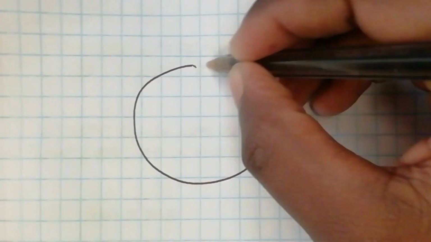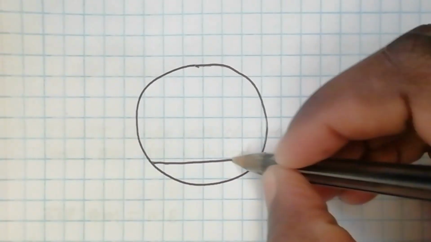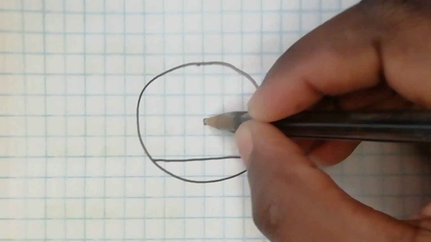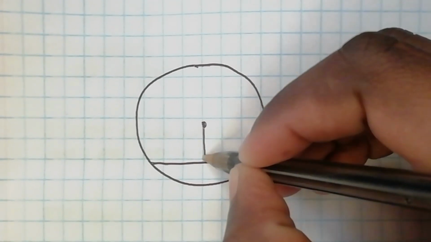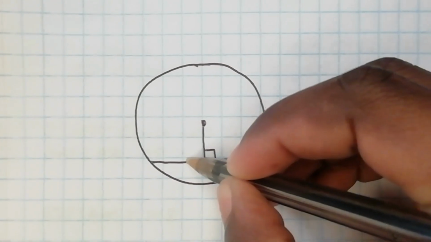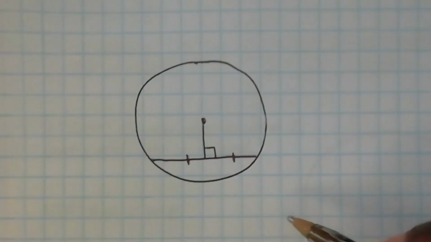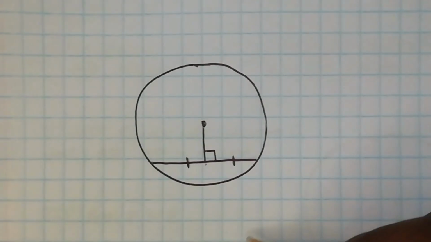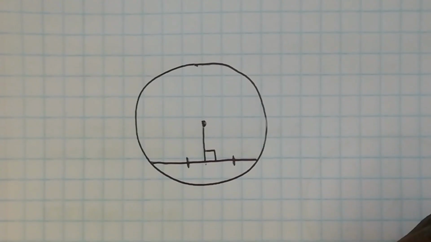This is a circle and this is a chord. If I draw a line from the center of a circle that is perpendicular to the chord, then that line bisects that chord, meaning it cuts the chord into two equal parts.